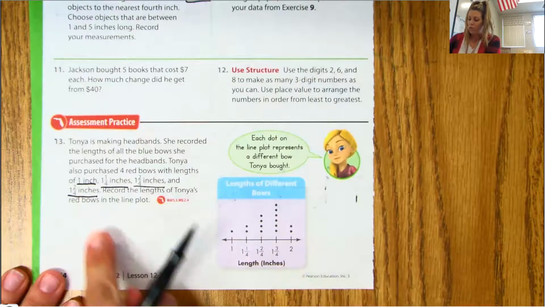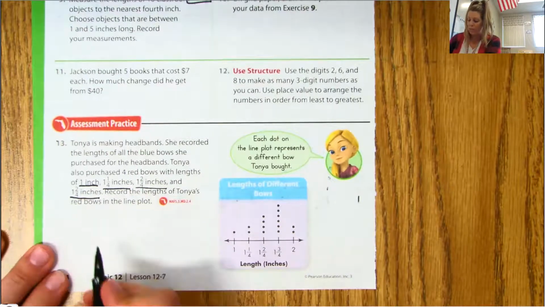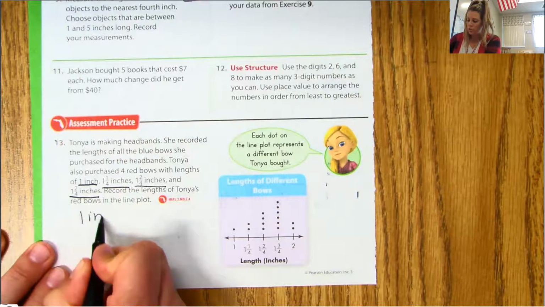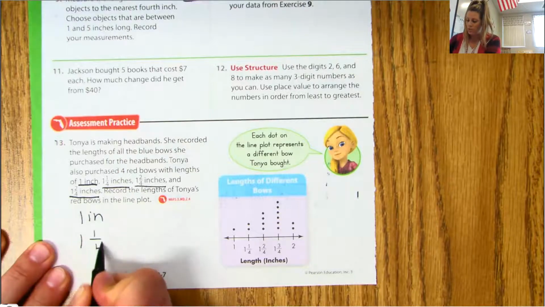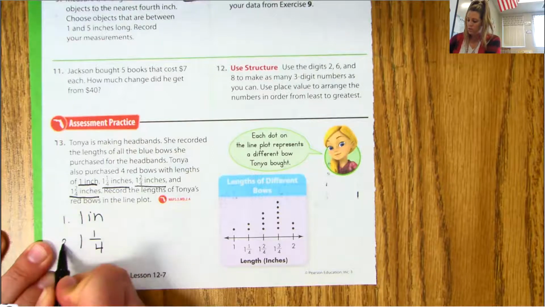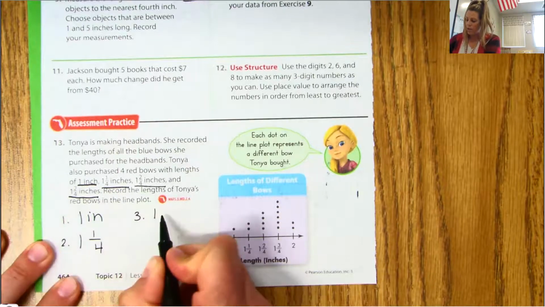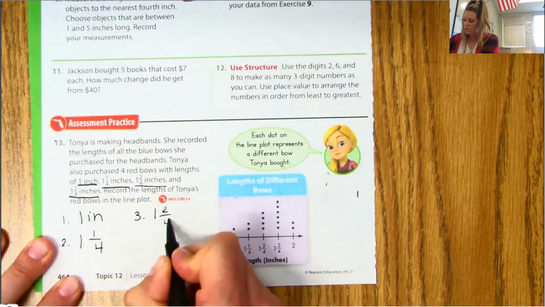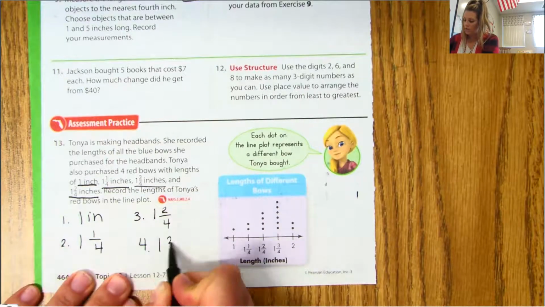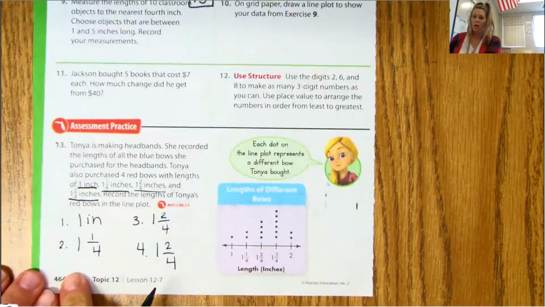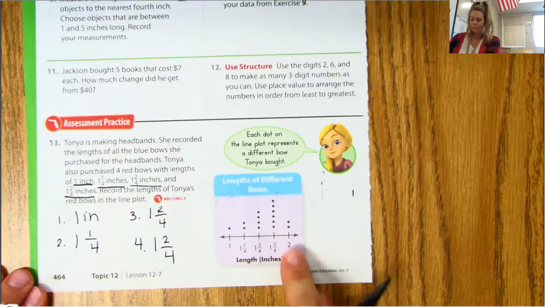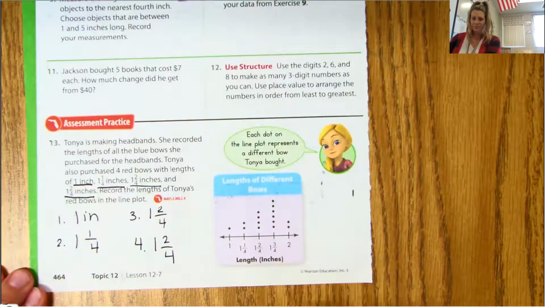So we have 4 new data points. We have 1 inch, we have 1 1/4 inch, we have 1 2/4 inch, and 1 2/4 inch. They want you to plot these on this line plot. Do it now. I hope you're remembering. Once you plot it, cross it off. I'm going to give you 30 more seconds and then we'll check it.